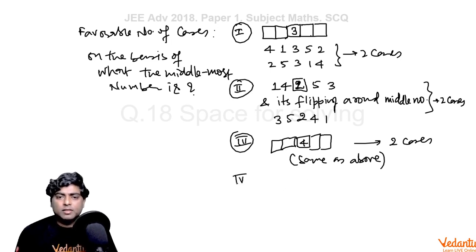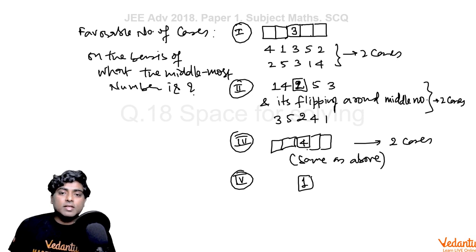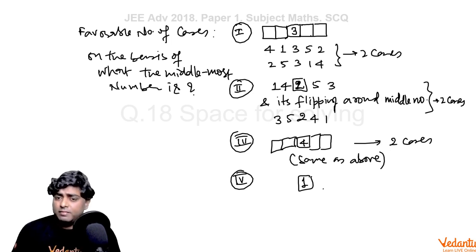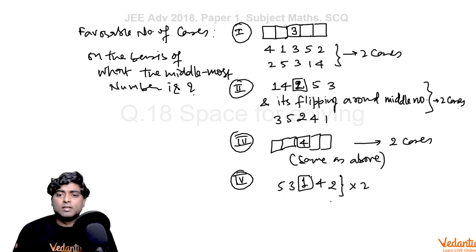Right, when the middlemost number is 1, what would happen? See, when the middlemost number is 1, the neighboring numbers of 1 should not be 2. So we can have 3, 4, 5 as its neighbors. When I take 3 here and 4 here, we are left with 5 and 2. 5 cannot come here, so I will write 2 here and 5 here, and it's flipping, so into 2 I am doing.